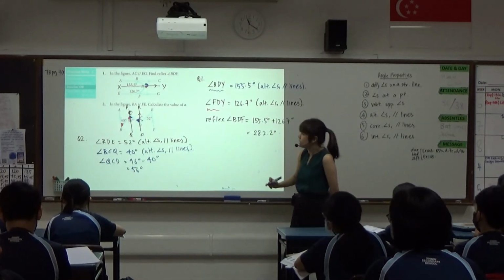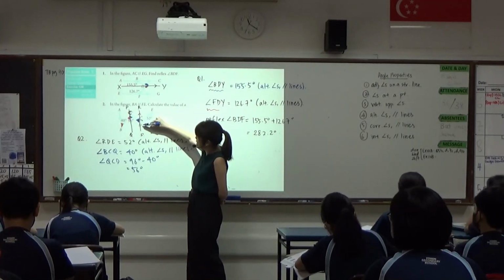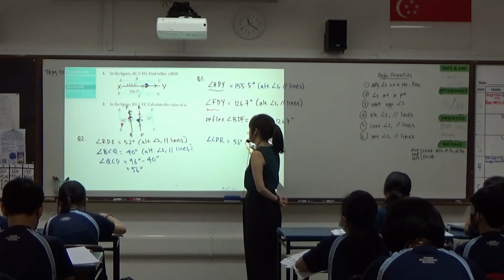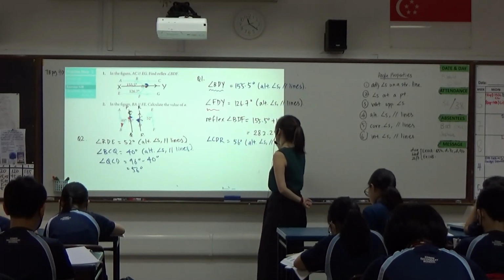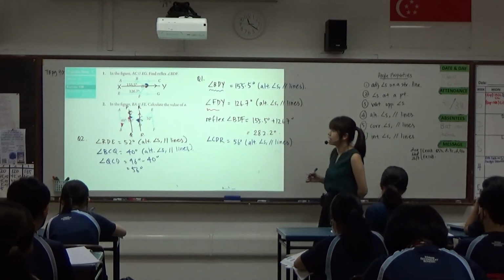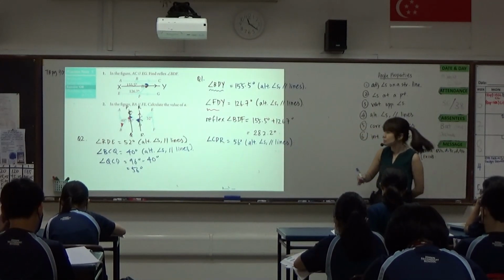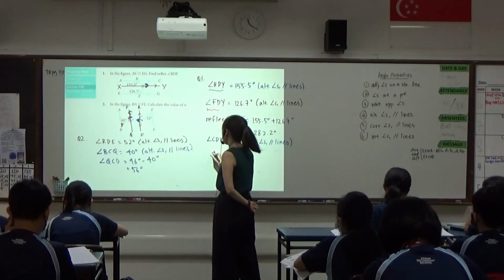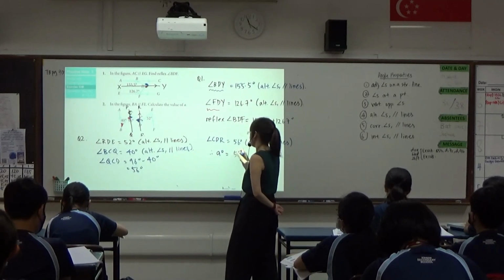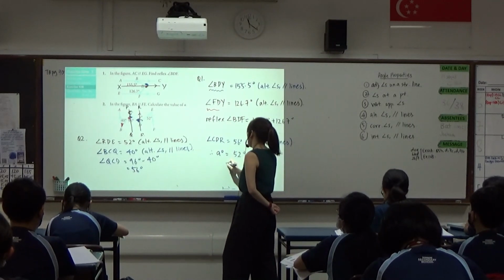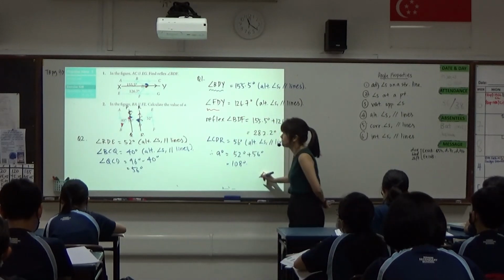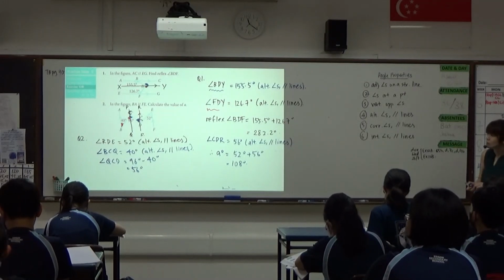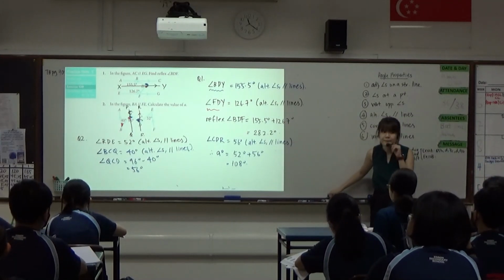Then now I can say that angle CDR equals 56 degrees due to alternate angles. So we have found that this is 56 already and this was 52. Therefore your A degrees equals 52 plus 56. That gives us 108 degrees. A lot of steps involved over here.